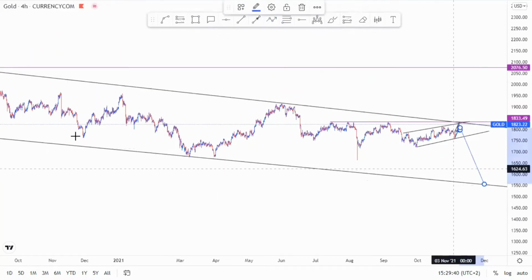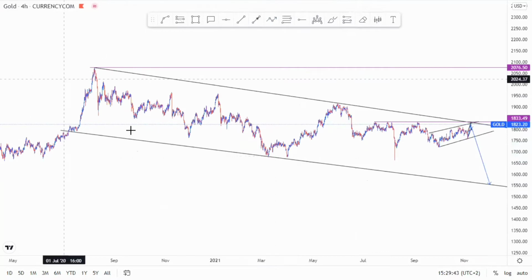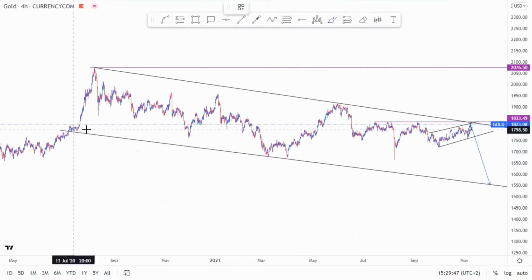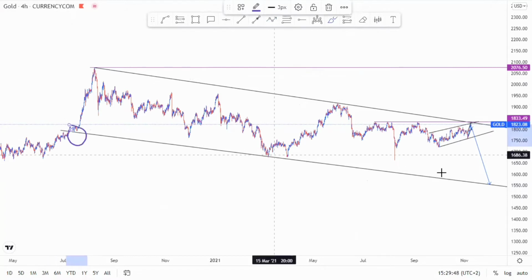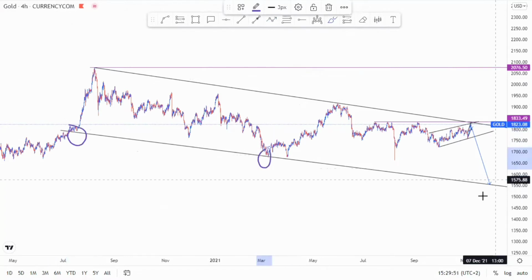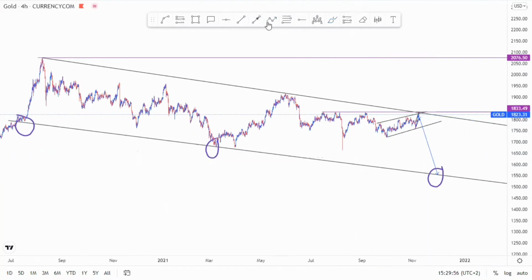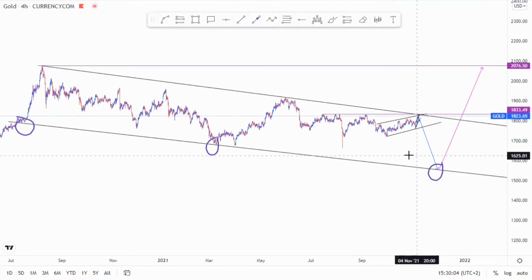For the third touch of the higher time frame pattern, as you can see, here's the first touch, second touch, and anticipating a third touch of the structure before it can go to the upside. So yeah, that is what I expect on gold.